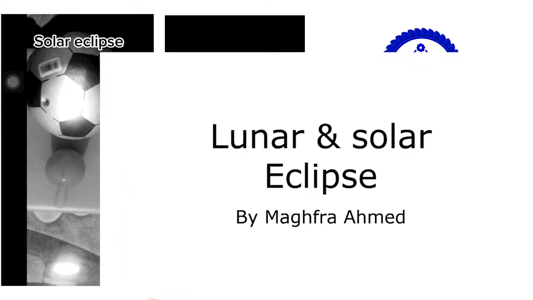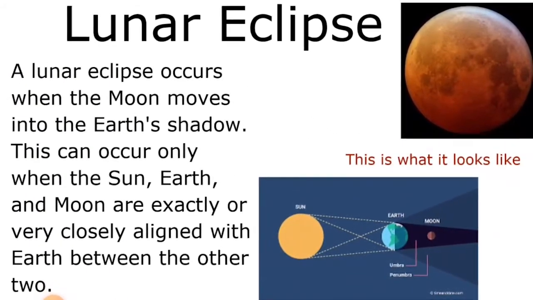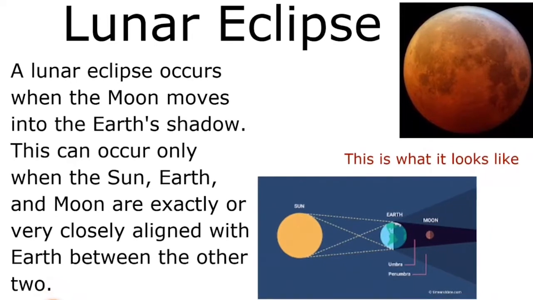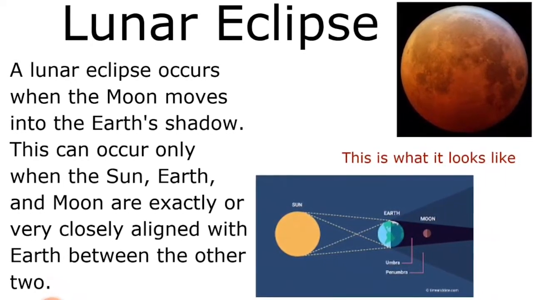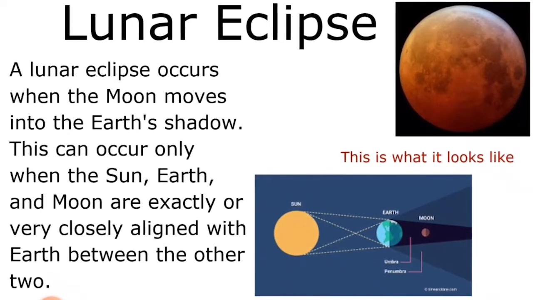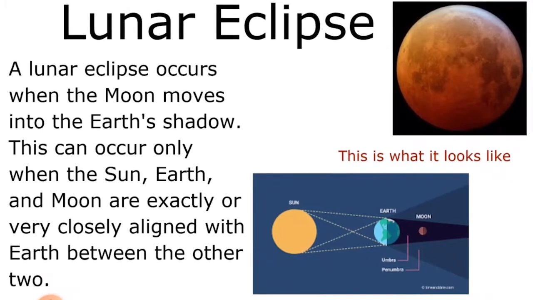Lunar and solar eclipse. Lunar eclipse. A lunar eclipse occurs when the moon moves into the Earth's shadow. This can occur only when the Sun, Earth and Moon are exactly or very closely aligned with Earth between the other two. Here are some diagrams.